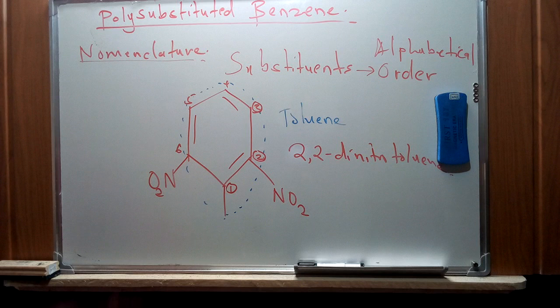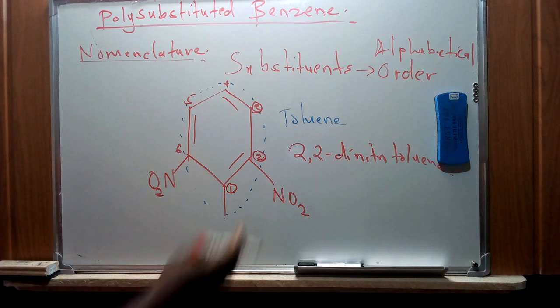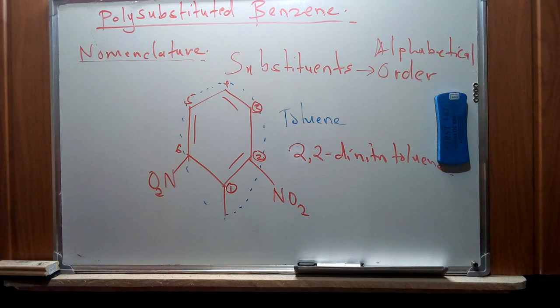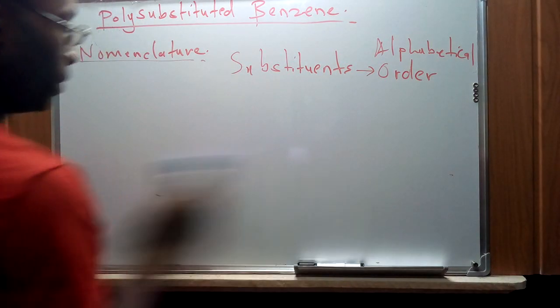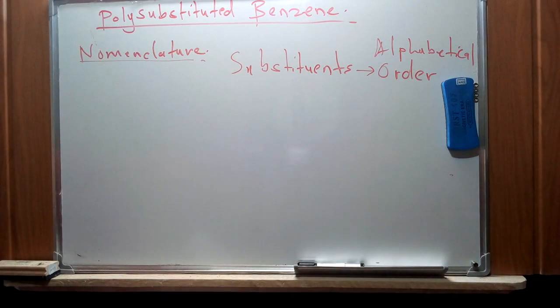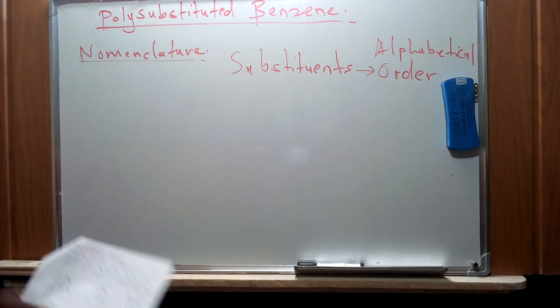And then number 2, the order of priorities. Of course, we're going to look at it later for different substituents. In this case, they are just the same substituents of the nitro group. And then let's look at the second example of a polysubstituted benzene, and also try to see how it can be named.